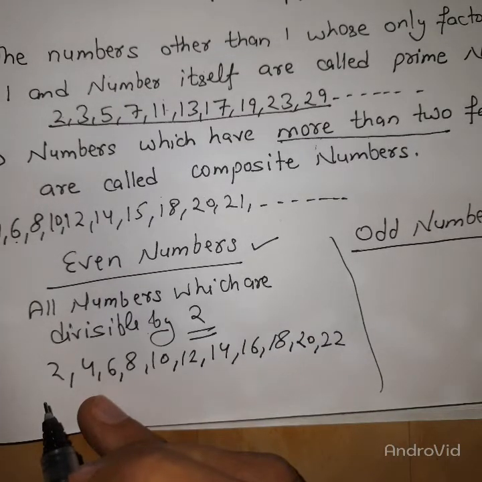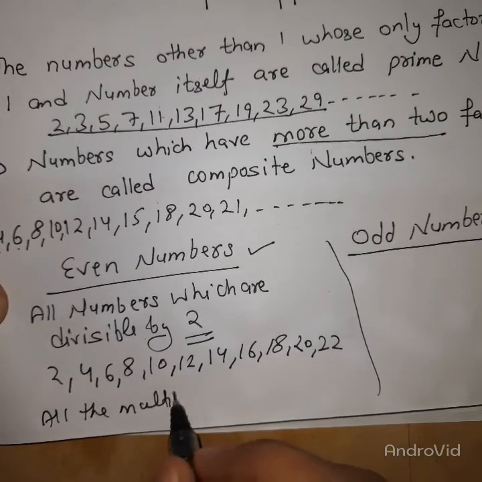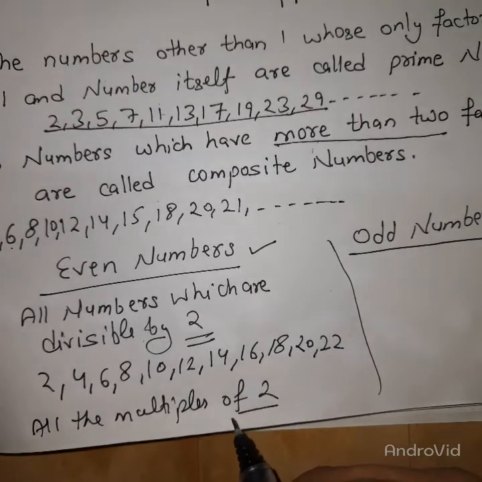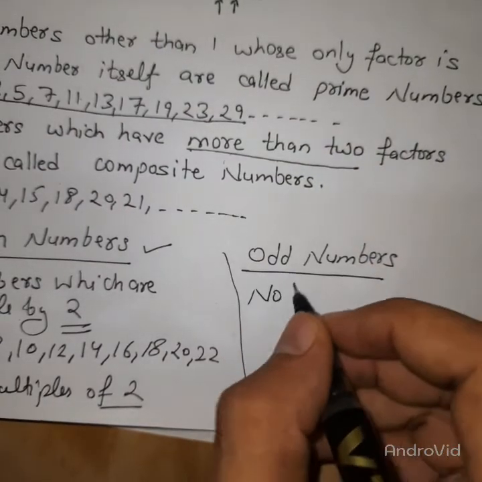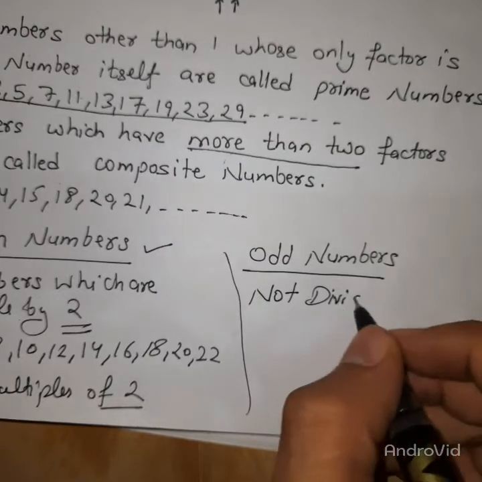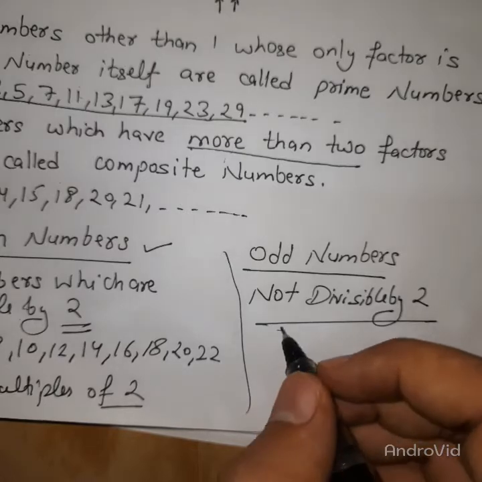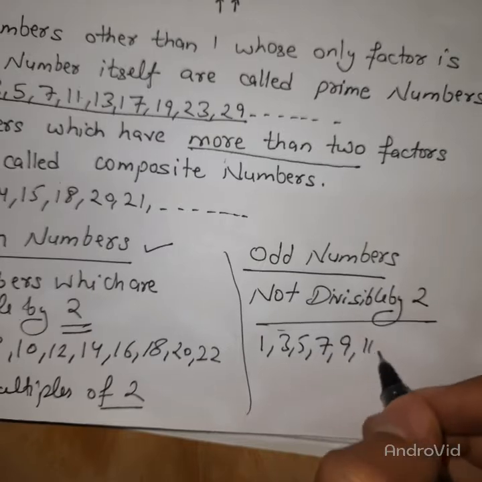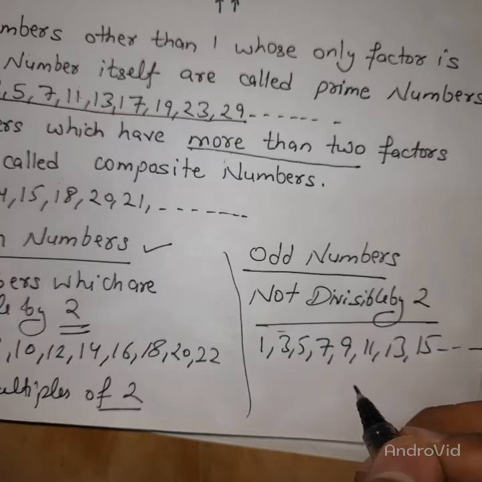We can say that all the multiples of 2 are called even numbers, and numbers which are not divisible by 2 are called odd numbers. For example, 1, 3, 5, 7, 9, 11, 13, 15 and so on. These types of numbers are called odd numbers.